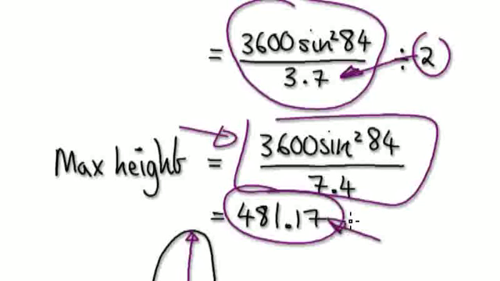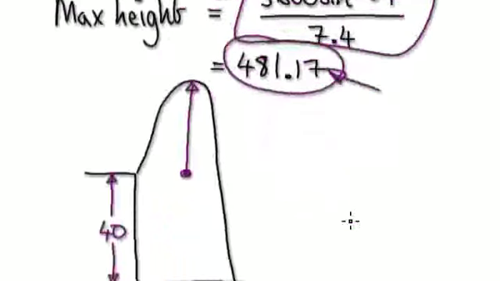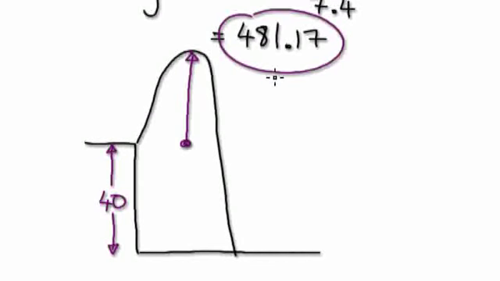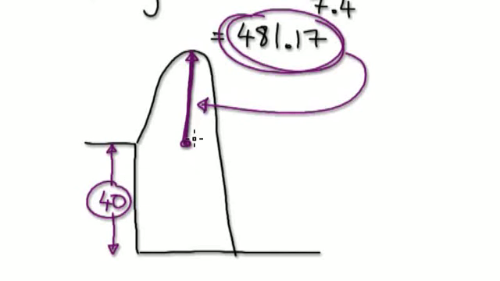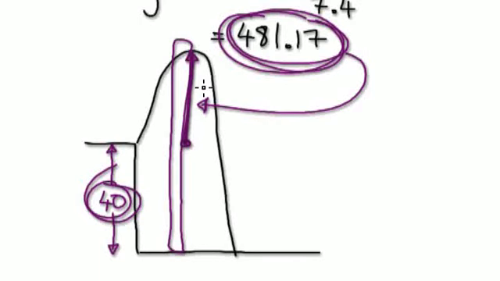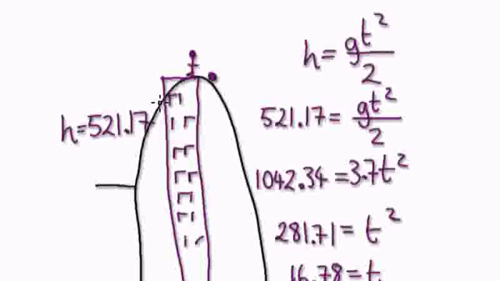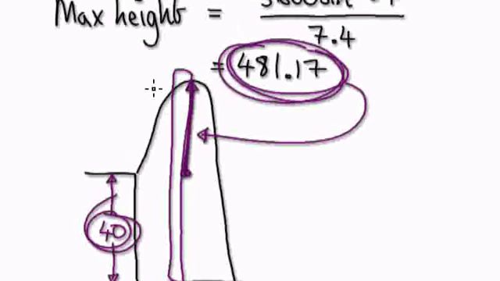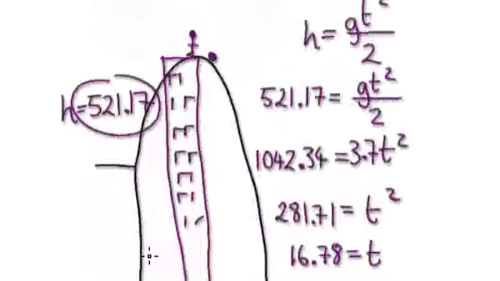So this figure here actually represents the maximum height. The height of the maximum height is given by this here. Because we're on top of a hill, we've got to add the two together. So the overall height will be this plus this, which is 521.17. The overall height is 521.17 because we've got to get this height here added to this height here. Now imagine you are standing on top of a building, which happens to be 521.17 meters. So now drop a cannonball.